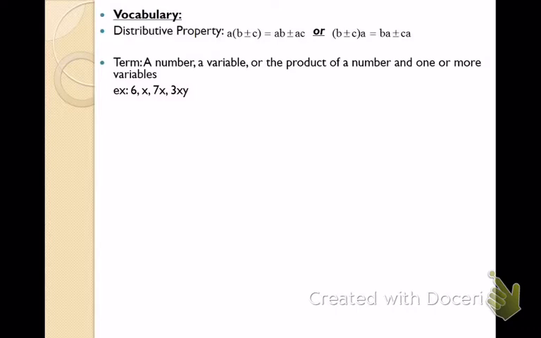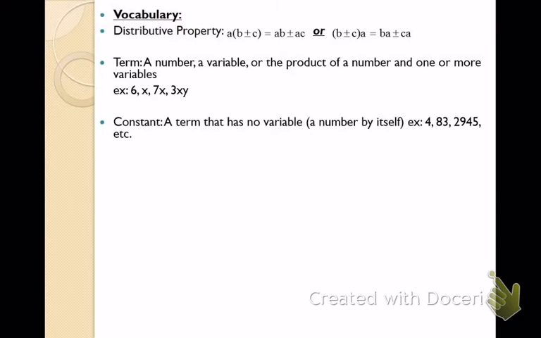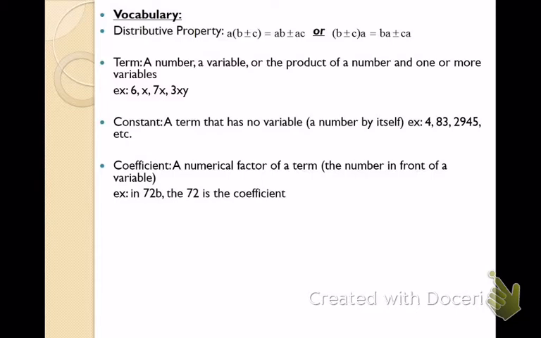A term. A term is a number, a variable, or the product of a number and one or more variables. So they're basically the things that are in between the plus and minus signs, all of our operator signs. That's a term, that's a term, that whole thing's a term. A constant is a term that has no variable. It's just a number. It's constantly the same value. A coefficient is the number in front of a variable, basically. It's the numerical factor of a term. So for 72b, 72 is the coefficient.